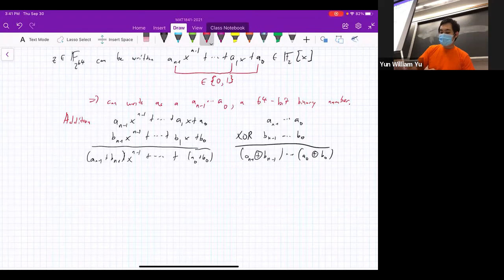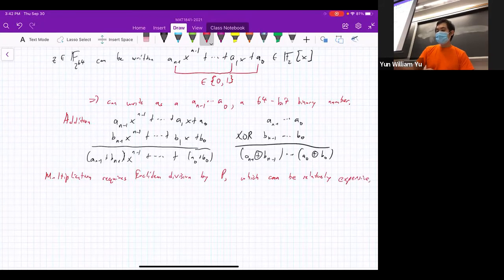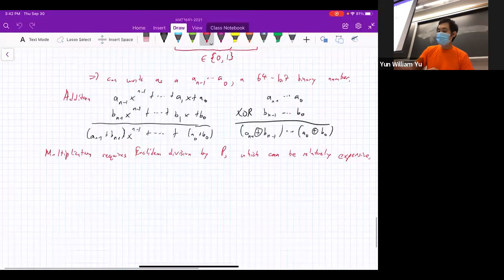So multiplication requires Euclidean division by p, which can be relatively expensive. The other obvious choice, if you're thinking about how computers do binary multiplication and addition, is to work instead in a finite field with a prime order, because those are easier to work with since it's just modular arithmetic. So the alternative choice is to use a prime field.